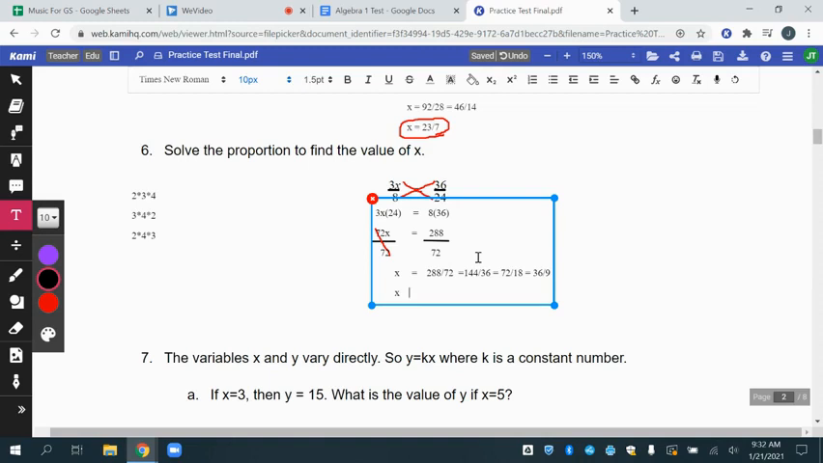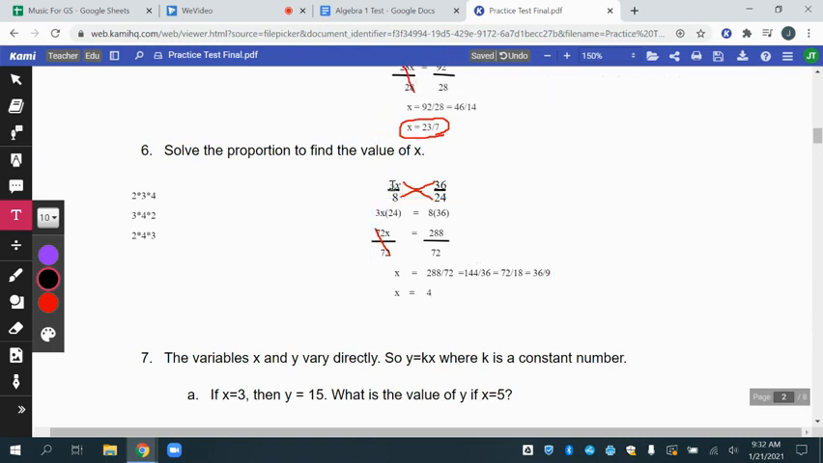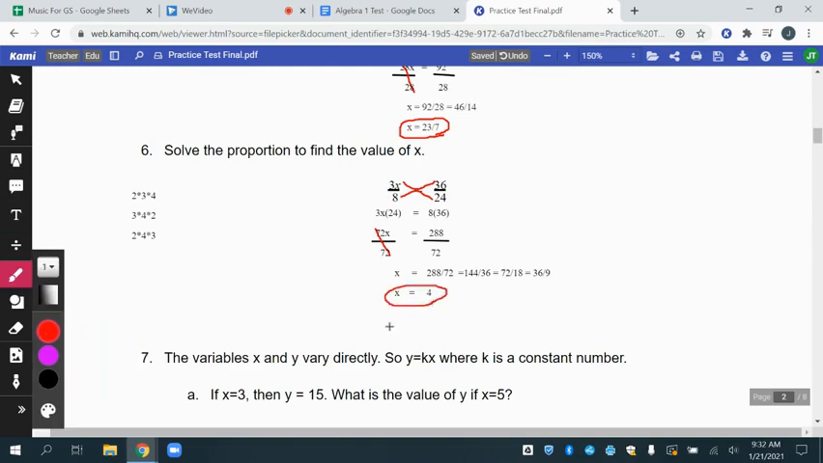That's 4. X is 4. So if I plug a 4 in, I'll get 12 here. 12 divided by 8 is the same as 36 divided by 24. You'll find that that's true. Okay, so that is how we do these. I hope that makes some sense to you.